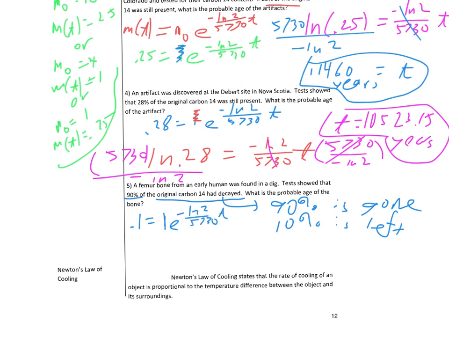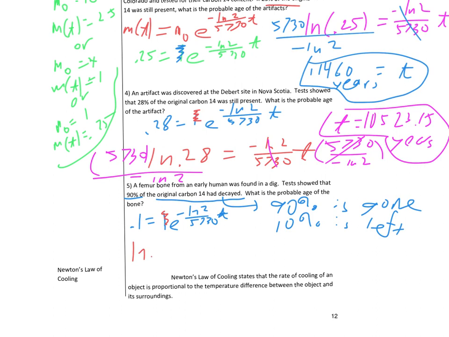If they say that this is the percentage that is gone, has decayed, you have to put the percentage that's left. You can see on the other ones, they say that 28% of the original carbon-14 was still present. So that's like 28% was still there. This one's saying 90% is gone. So be careful about that wording there.